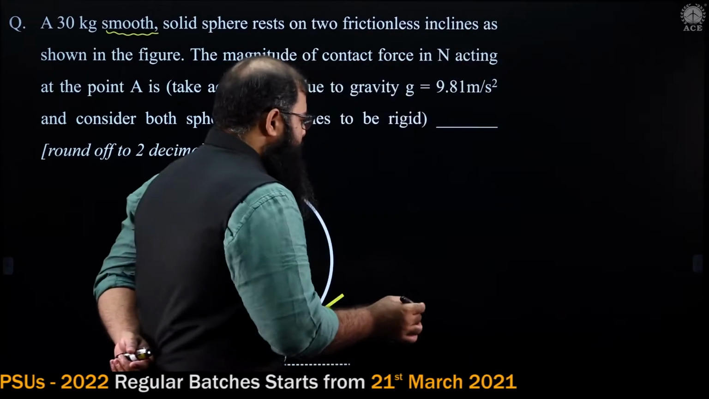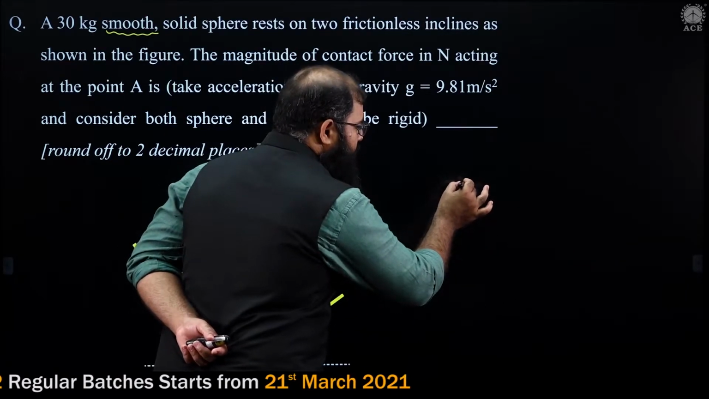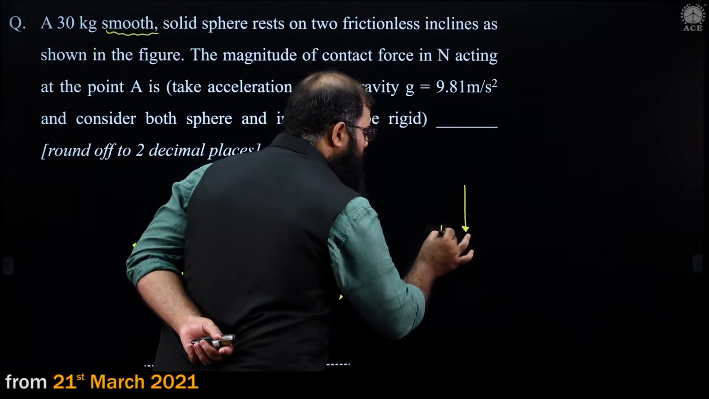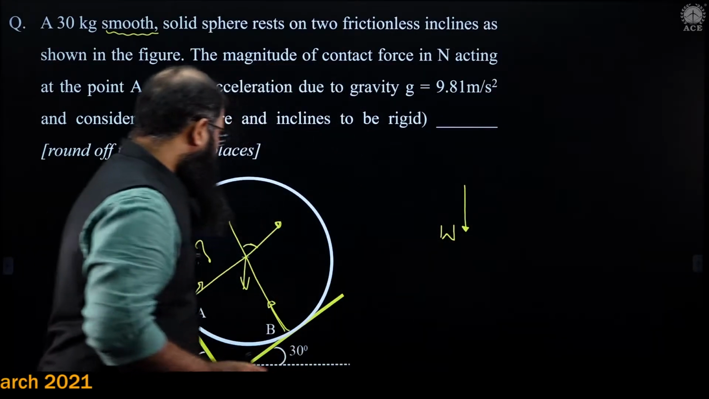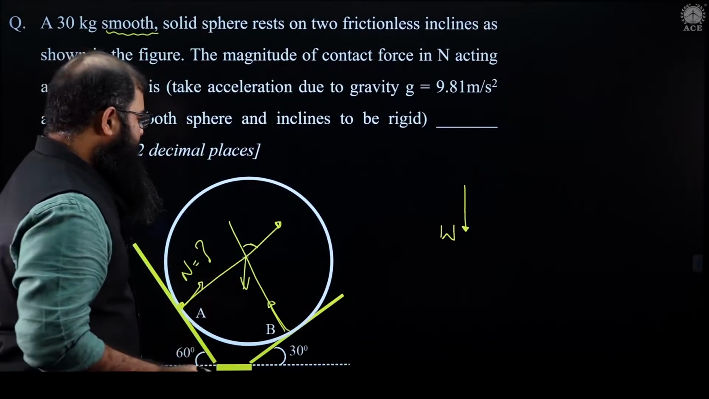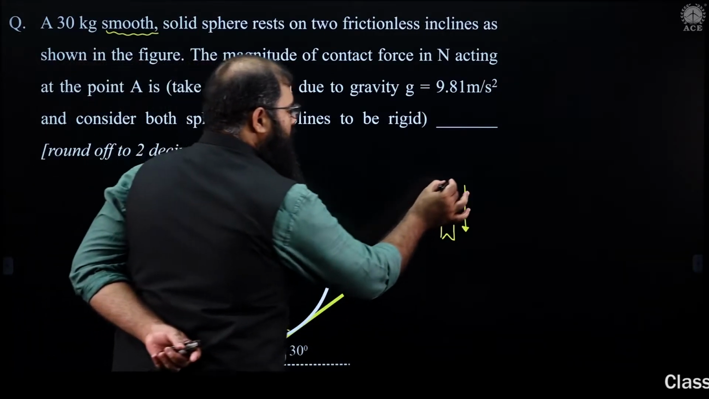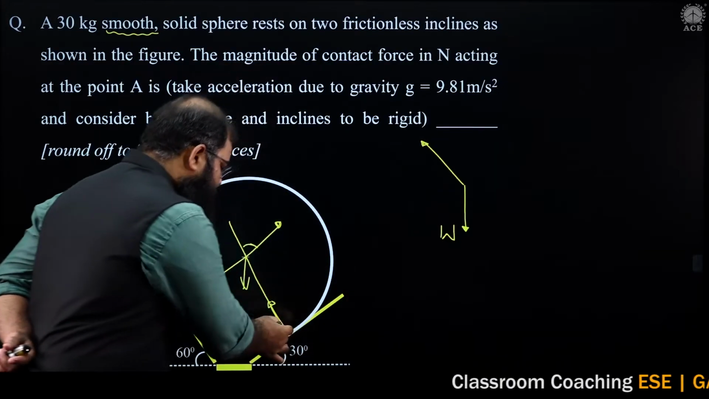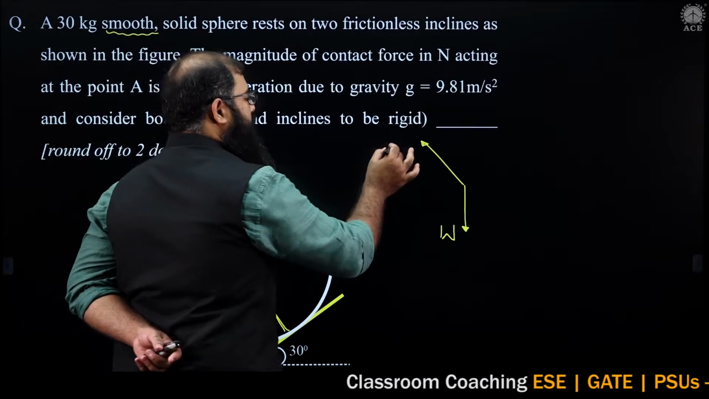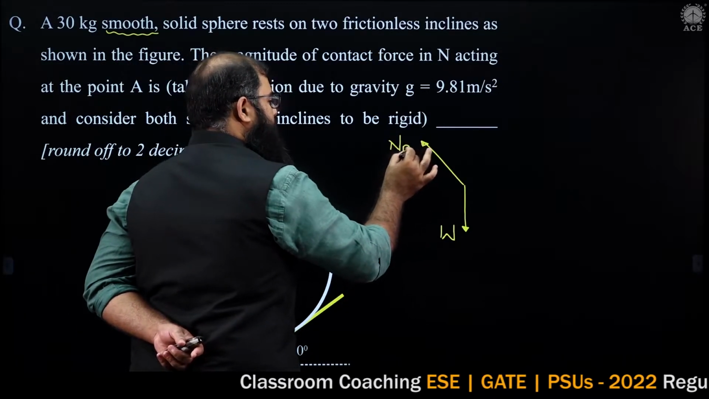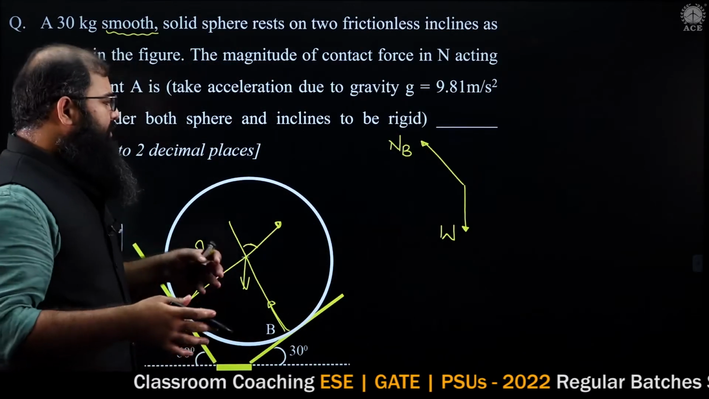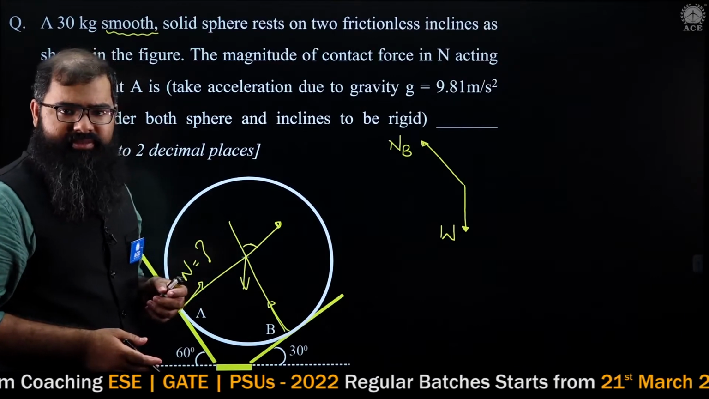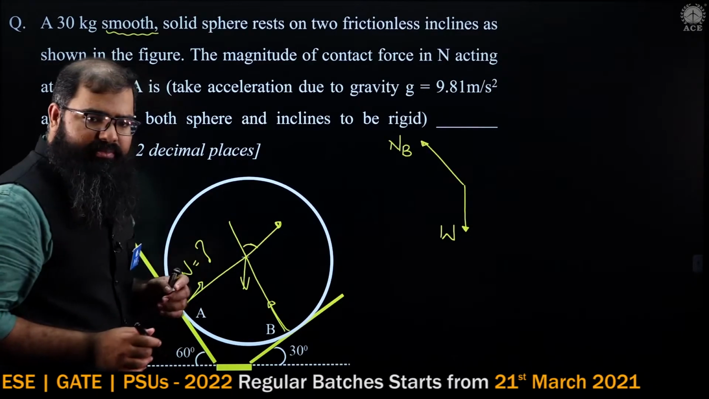Let us say, first of all, I'm having over here the weight of the sphere in the downward direction. Then I'm having a normal from this surface B. So let us say I call this NB. Generally, people have this difficulty of identifying the angles in Lami's. Okay, I'll try to make it simple for you.